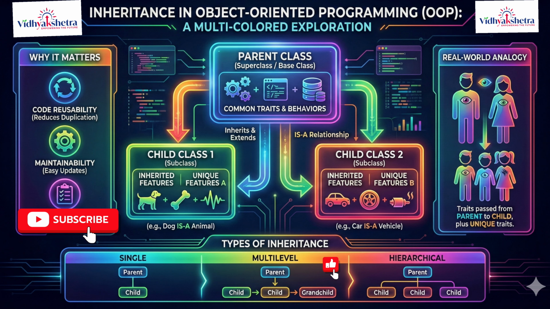In programming, inheritance allows a child class to automatically access the public and protected members of its parent class. This means the child class can use existing variables and methods without redefining them. At the same time, the child class can introduce new variables and methods or modify existing behavior if required. This combination of reuse and extension makes inheritance one of the most powerful features of object-oriented programming.